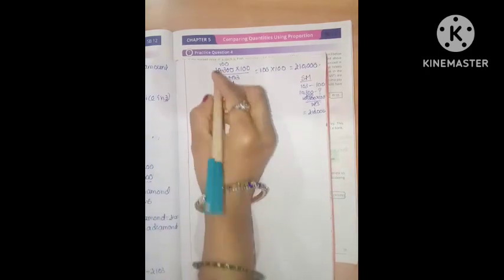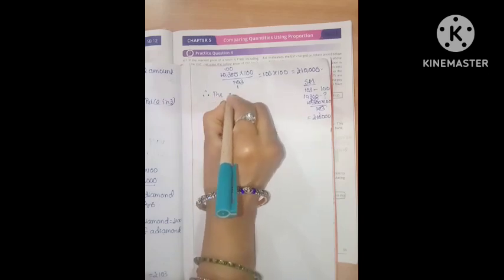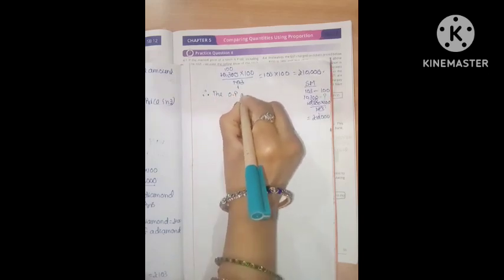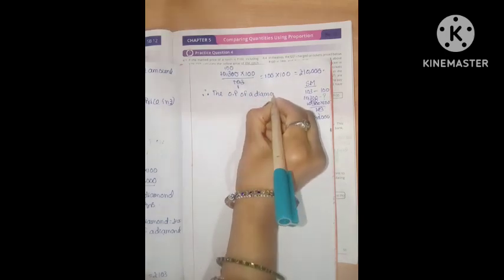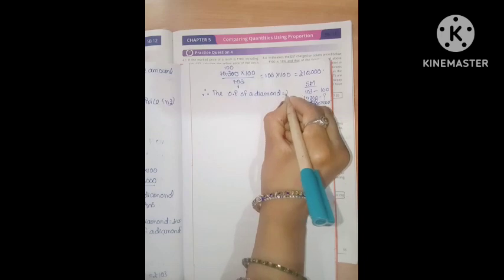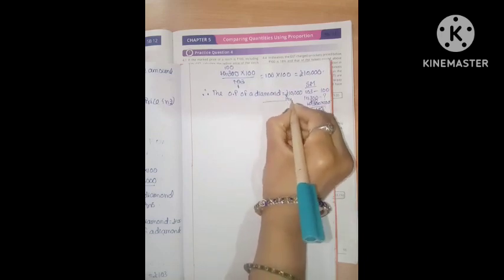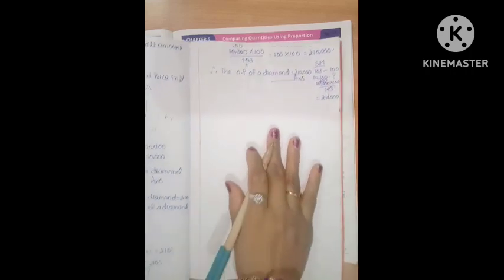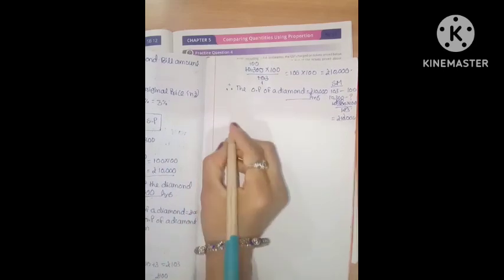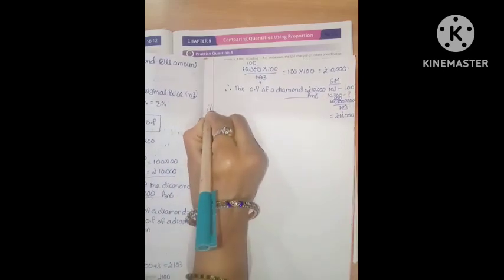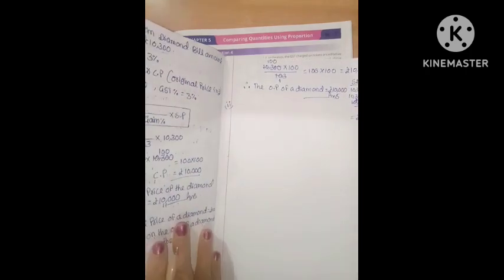Yes, this is the second way method. The original price of a diamond equals rupees 10,000. This is the final answer. Are you understood, Gagan sir? Two ways today we will learn for this problem. Are you understood? Yes. This is the first problem solution. It's over, and next we will go to the second problem.